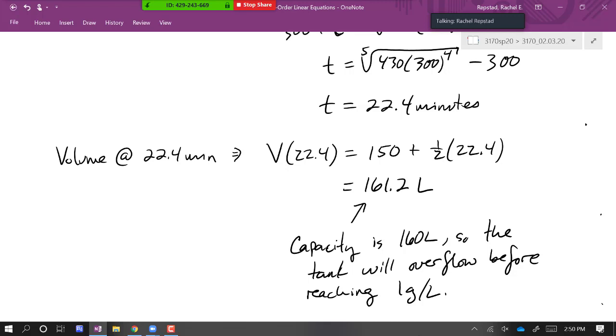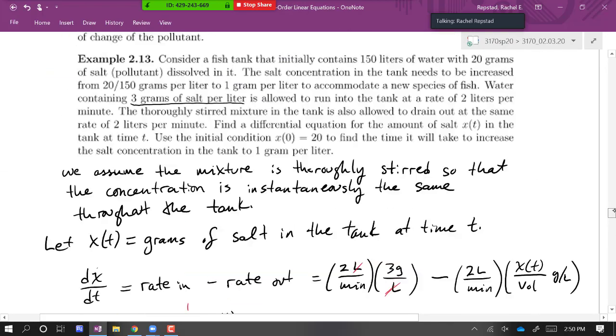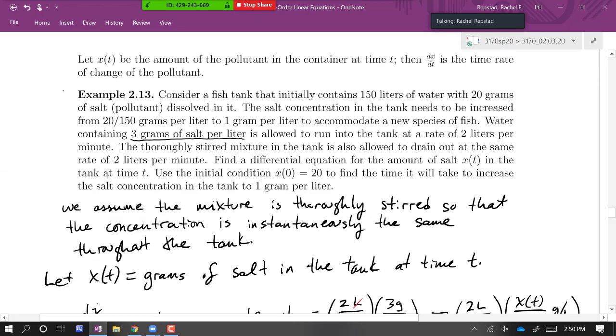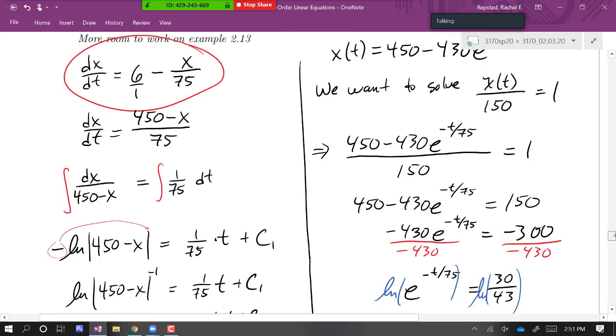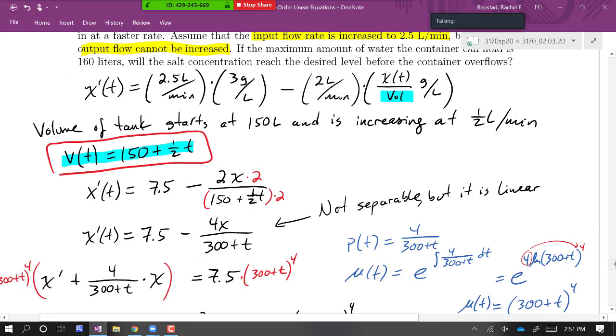So number 5 and number 6 are similar to this example and the one before it. The first one that we did, that's this one, you could refer to for problem number 5. That one is a bit more doable because the volume isn't changing over time. And then number 6 is kind of like the one that we just finished. It takes a bit more work to figure out.